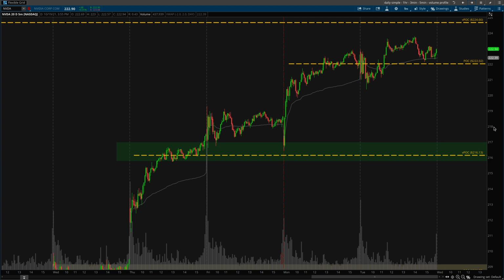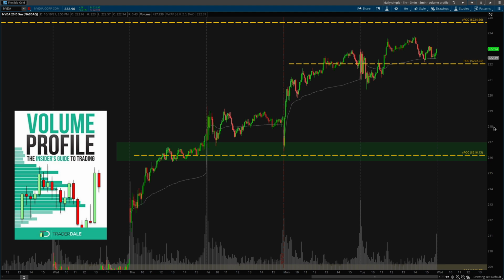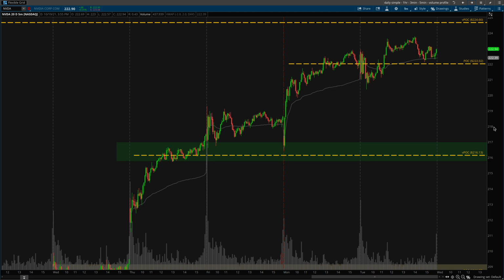I was lucky enough to read a volume profile book earlier on in my trading career, and I'll leave a link in the description down below to the book. It was by Trader Dale, and I thought it was an amazing book. It's big. It's a lot larger than a lot of other trading books. The text is huge. He had a lot of graphs in it, so it was easily digestible.